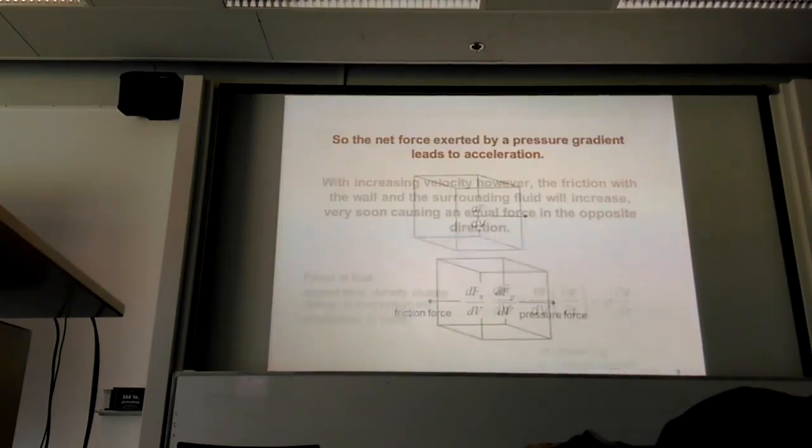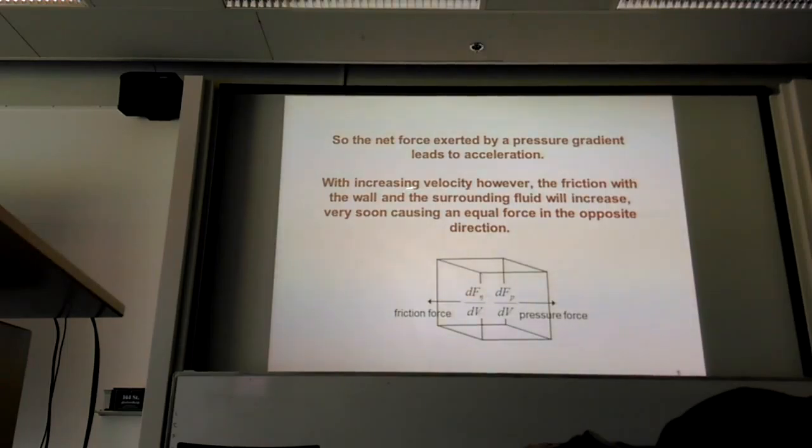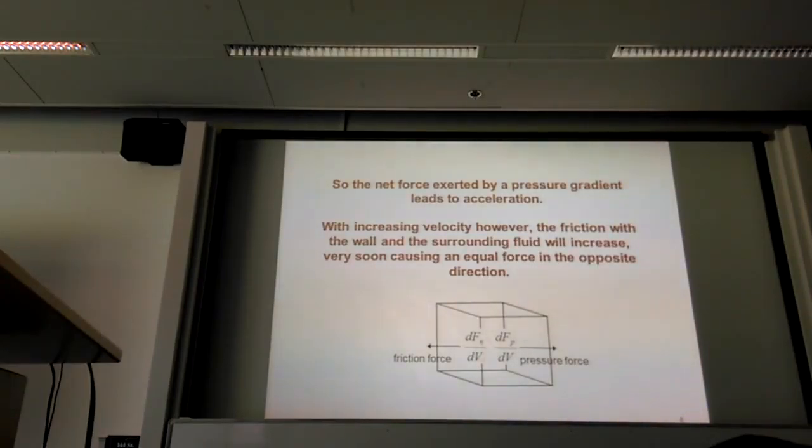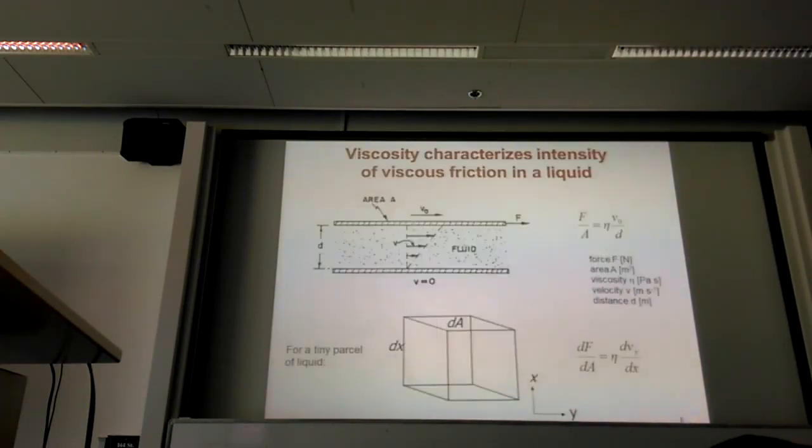So indeed, with increasing velocity, the friction with the wall and the surrounding fluid increases. And very soon, you get an equal force in the opposite direction. So this is our pressure force per volume. And very soon, the acceleration stops, because we have a friction force in the opposite direction. Think about it, you on the bicycle, you exert the force, you accelerate, but at some point in time you go with a constant velocity because there's lots of wind against you and the friction of your tires and stuff like that. So you can go to some velocity determined by the friction at that moment in time.